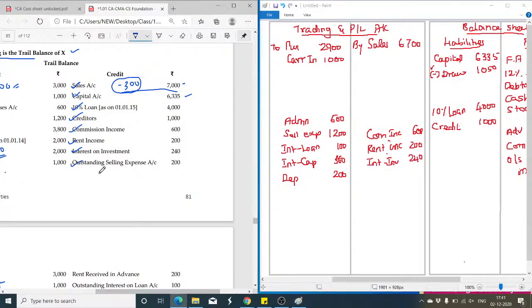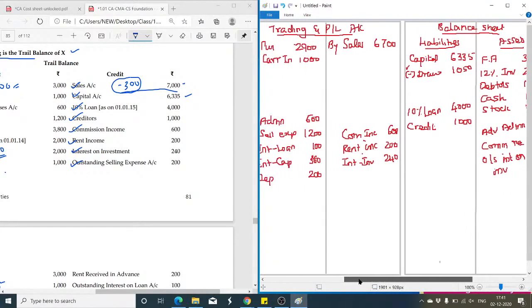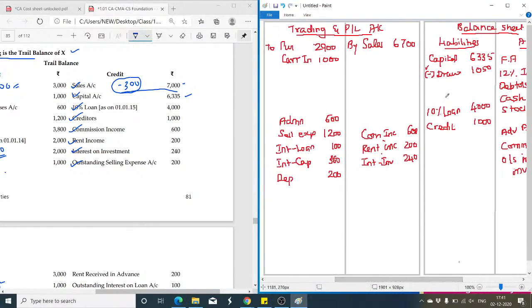Outstanding selling expenses. Outstanding selling expenses is a representative personal account, and being outstanding, it will come in the liability side of the balance sheet. So I will write here outstanding selling expenses, the value being 200 rupees.